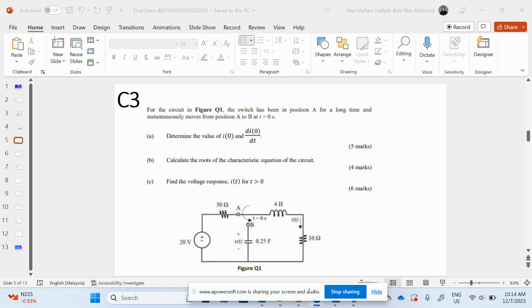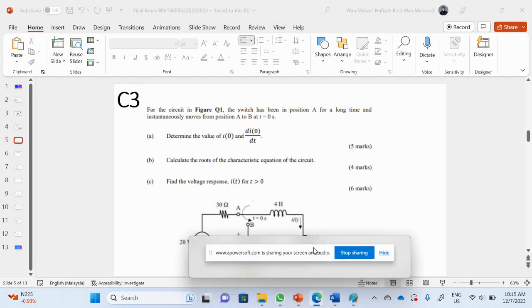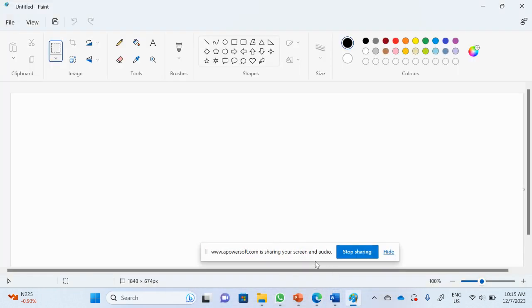Okay, diberi circuit dalam figure macam ni, so ada switching. It has been in position A for a long time and at time 0 dia pergi pada B. Okay, so determine the value of i(0) and the di(0)/dt. Lepas tu calculate characteristic roots. Lepas tu cari voltage response. Okay, so let's go to the screen.